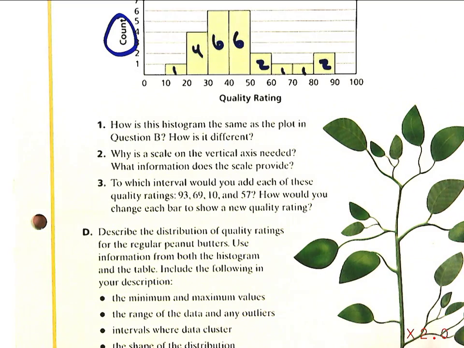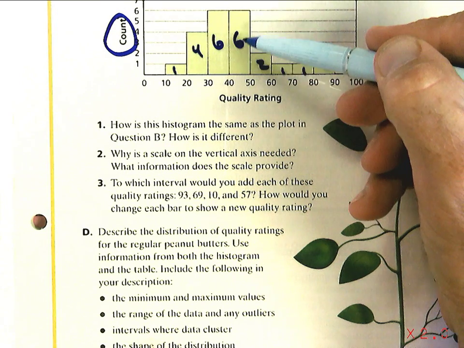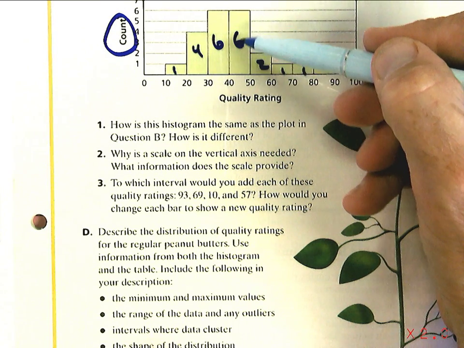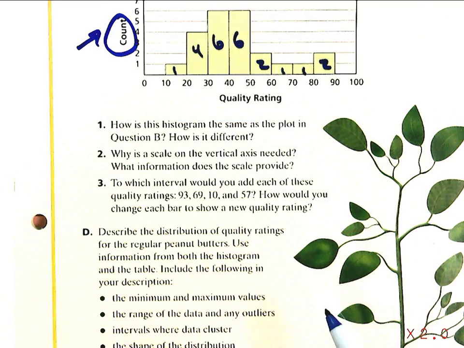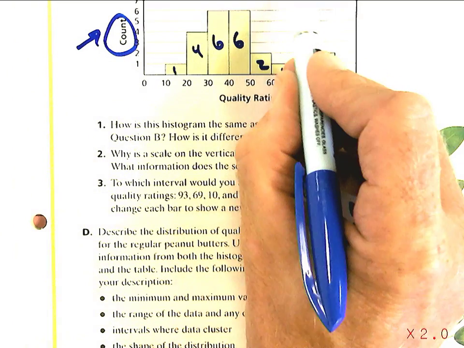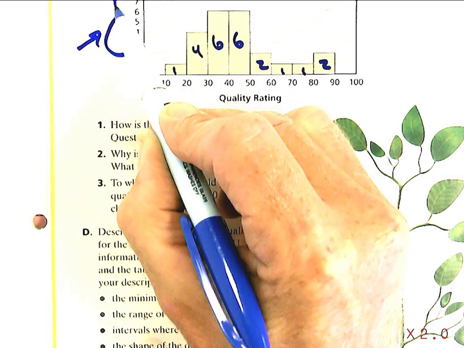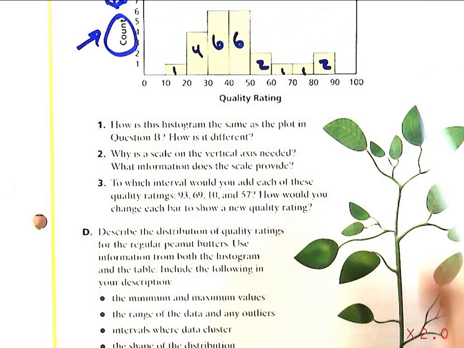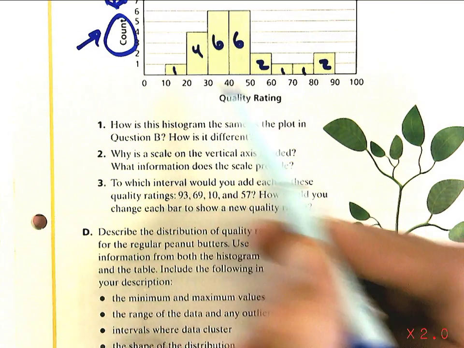So now we're just listing things in terms of groups and how many are in each group, not necessarily knowing the exact number in there. And our vertical scale here is really giving us a frequency. So this is called the frequency axis. It tells us how many are in each bar.